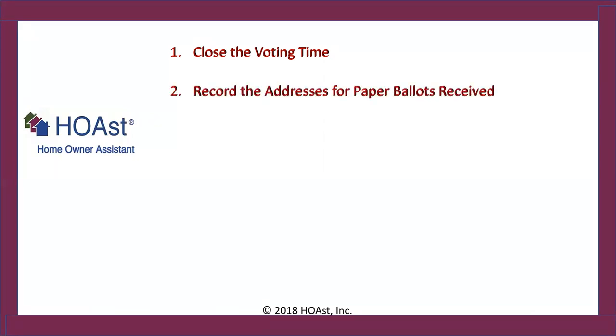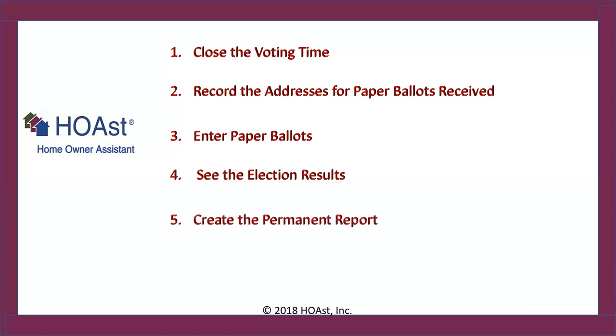Then we're going to record the addresses for the paper ballots received. Then we're going to enter the paper ballots into myHOAst. We'll see the election results, but we're not done yet. We're going to finish this process by creating the permanent report, and finally by removing the opt-in and opt-out dates that we set up when we set up this election. So let's see how this works, starting with step number 1.